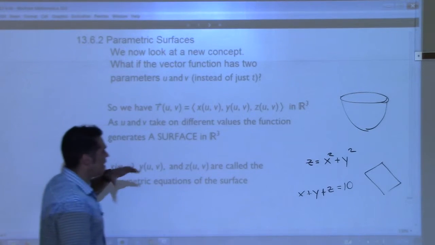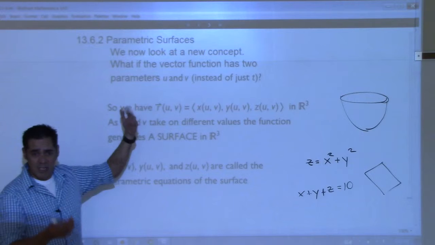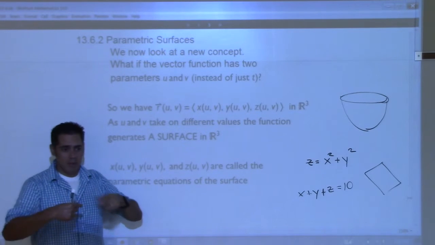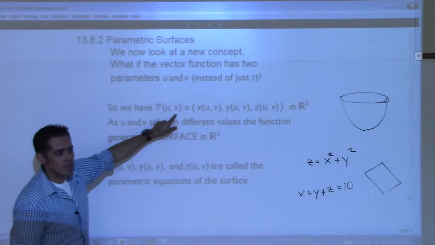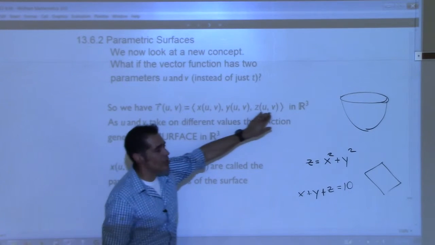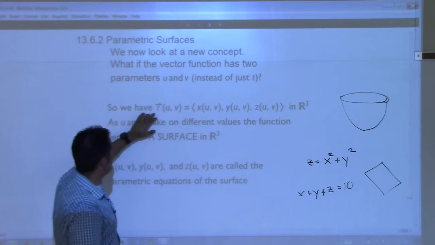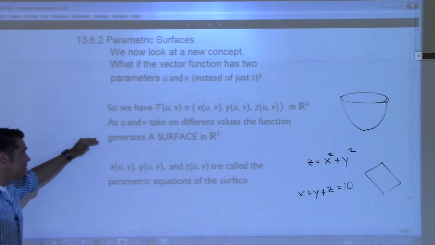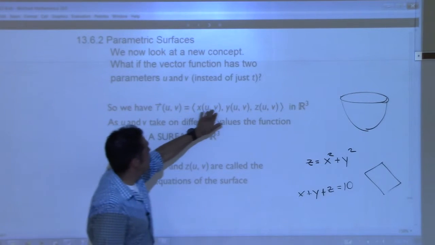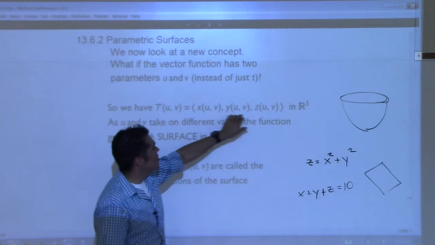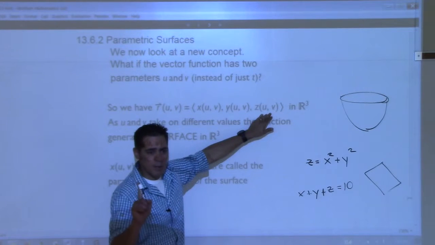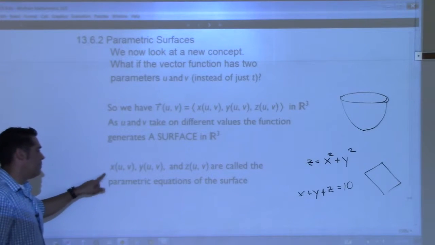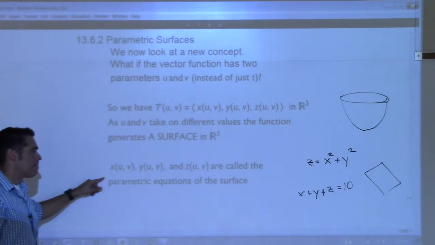You know how we had r of t earlier? We had one input. This time, we need two inputs, and then our output is going to be a three-dimensional vector. If we can construct a function like this, then this will generate a surface in three-dimensional space. Each of these component functions is a function of two variables instead of one variable, and these are called the parametric equations of the surface.